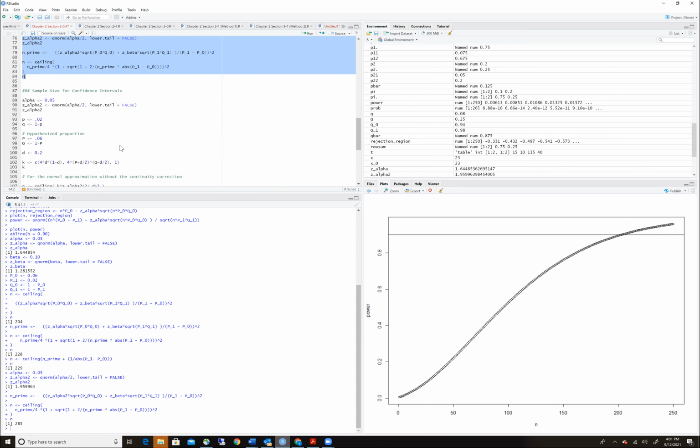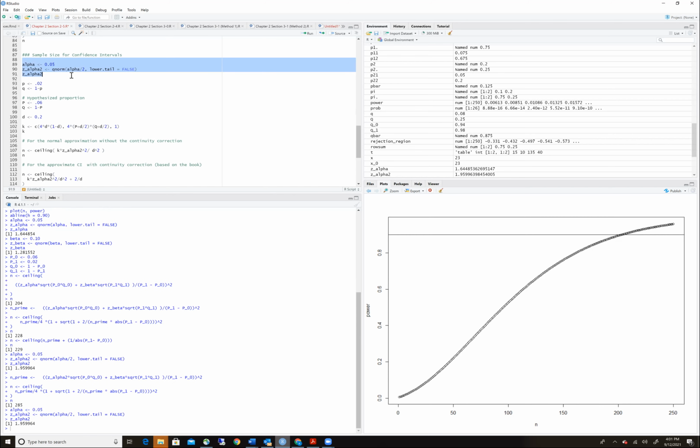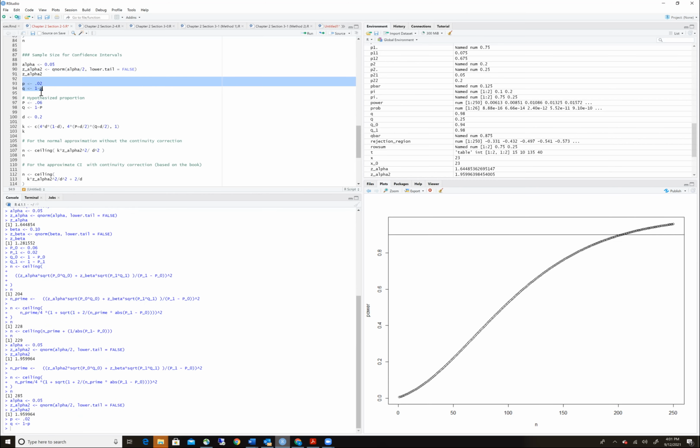All right. The next part of this chapter, we do sample size for confidence intervals. And there are some shortcut formulas. And these are approximations for how big of a sample you would need. So we're going to be in the case of sample size for confidence intervals. So we have a two-sided test. So we set up our alpha level, and then we get our Z alpha over 2. We set up what we saw in our sample, right? And what we saw in our sample was 0.02. Our hypothesized proportion was 0.06.